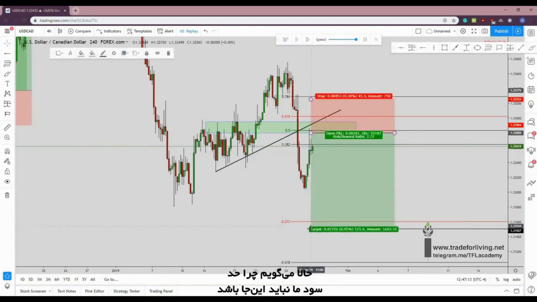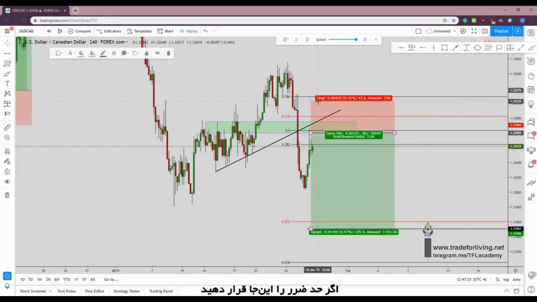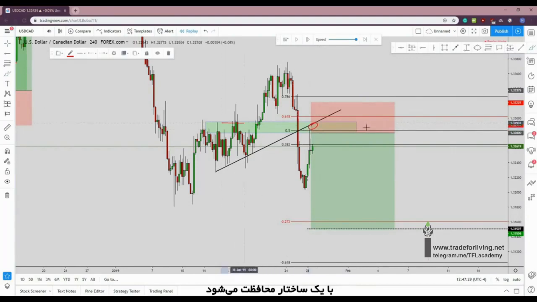Our take profit, I will now show you exactly why it's not here, but it's lower. And let's first talk about the stop loss. If you put your stop loss here, it's already way enough. Why do I say it's already way enough? Because look, it is protected by the trend line, it is protected by the structure, it is protected by the 61.8. It will be perfectly fine.